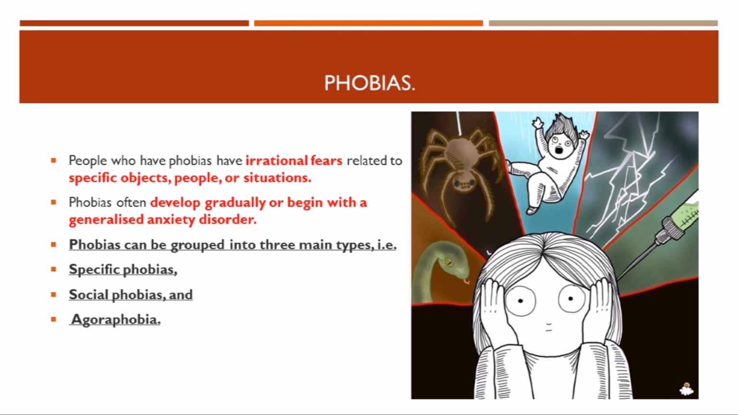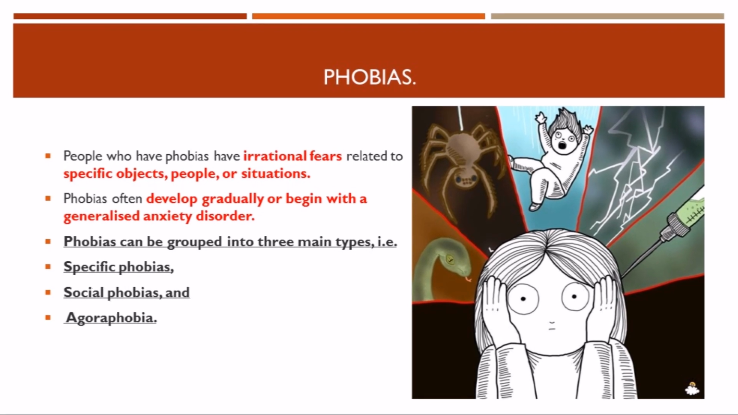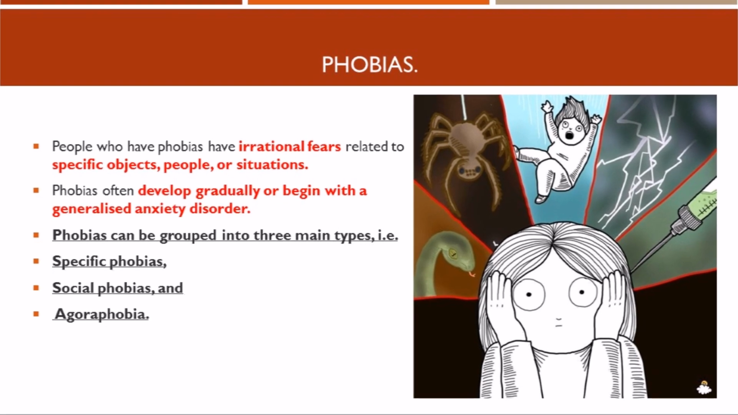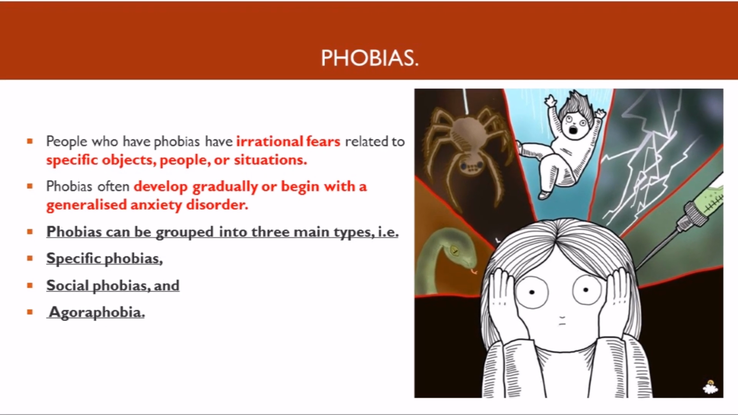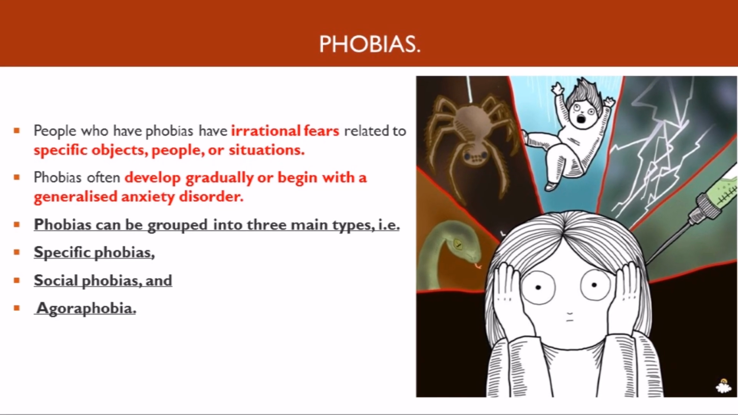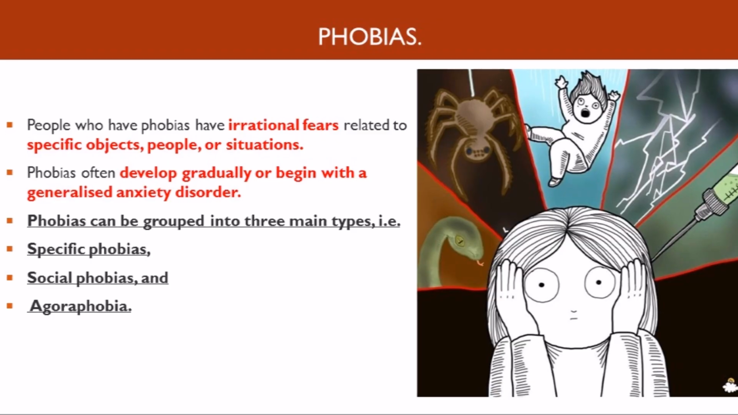Phobias. Phobias are irrational fears related to specific objects, people, or situations. They may develop gradually or stem from generalized anxiety disorders. Phobias are typically grouped into three main types: specific phobias, social phobias, and agoraphobia.